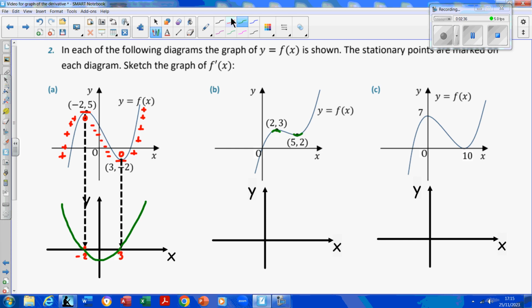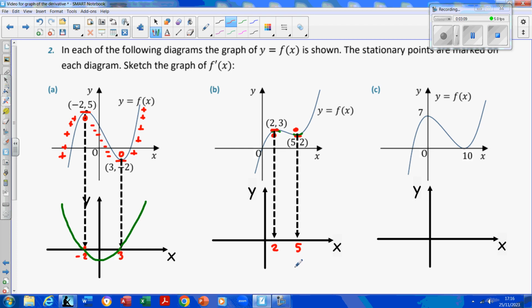Now, this one here, we've got two turning points again, there's one there and there's one there. So if we look at the gradient of the tangent to the curve at the stationary points, it's flat, it's 0, so that's 0 in there and that's 0 in there. So we take those zeros and we drop them down onto the x-axis, because that is where y is equal to 0. That's where the gradient of the tangent is 0. Now we can put the x numbers in, because I know what they are from that graph. So x was equal to 2, so that's 2. And then this one, x is equal to 5, so that's 5.